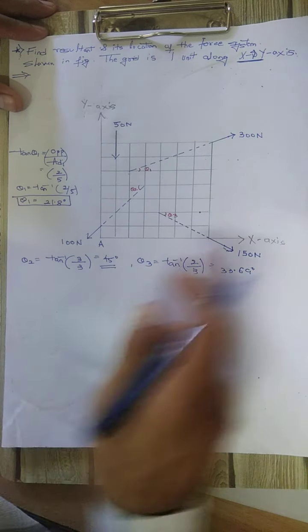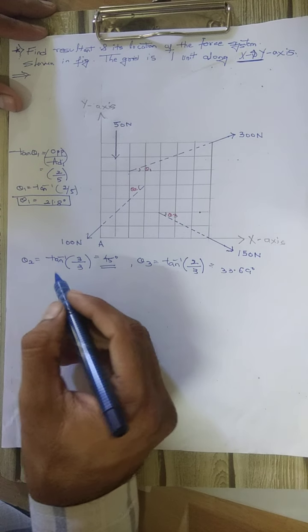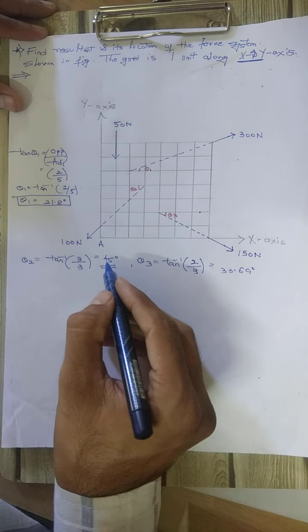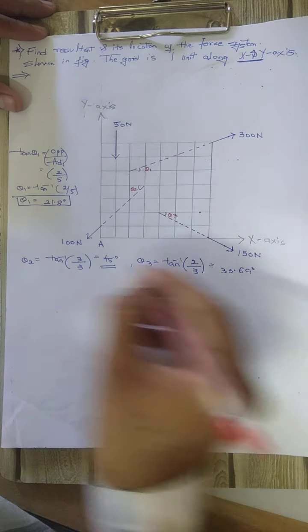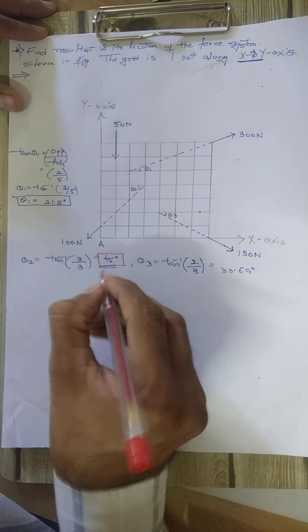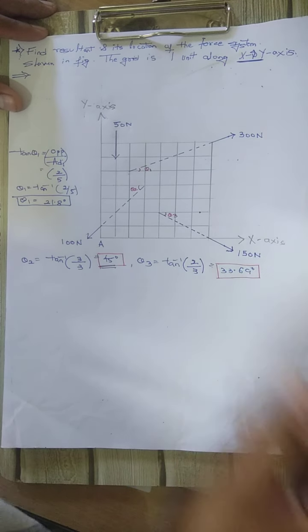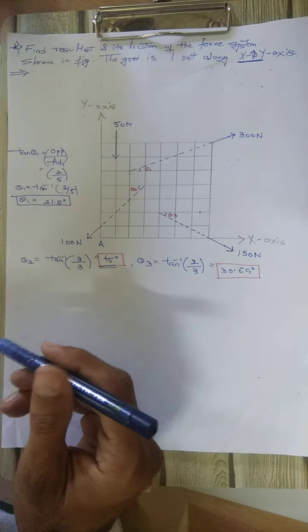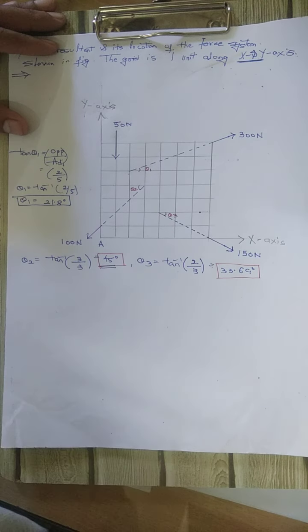33.69 degrees. Okay. So in this way we have calculated all the angles. Theta 1 is 21.8 degrees, theta 2 is 45 degrees, theta 3 is 33.69 degrees. So we can highlight this. This is theta 1, theta 2, and this part is theta 3. Okay. After finding out the angles, first we have to resolve along x and y directions.